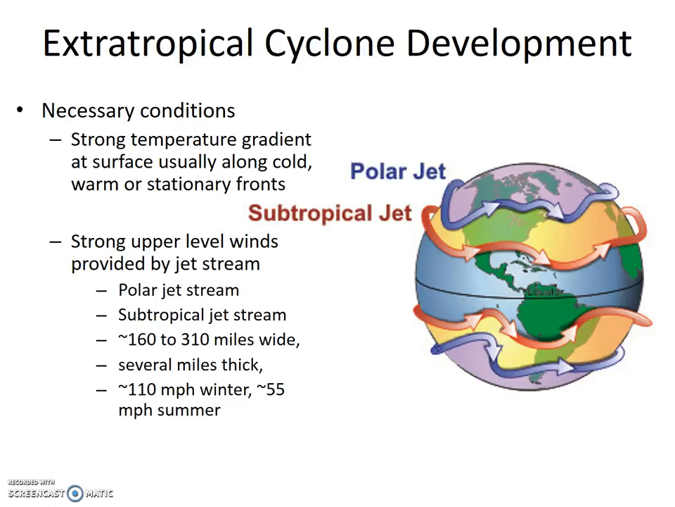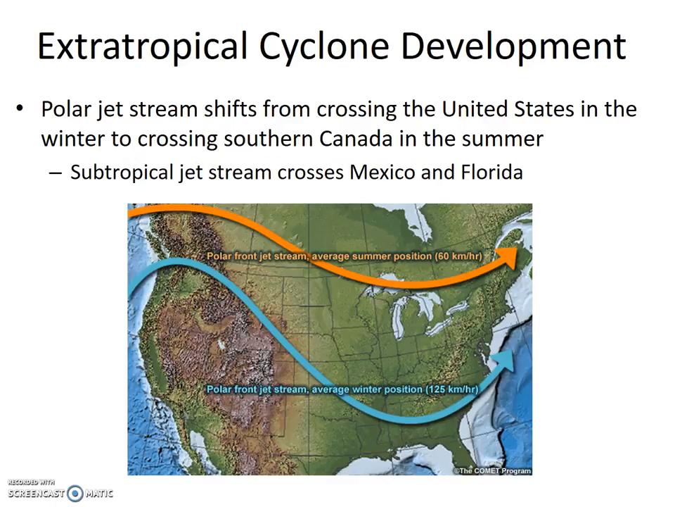The jet streams are from about 160 to 310 miles wide and are several miles thick. They travel faster in the winter, about 110 miles per hour, and slower in the summer, at about 55 miles per hour. The polar jet stream shifts from crossing the United States in the winter to crossing southern Canada in the summer. Further to the south, the subtropical jet stream crosses Mexico and Florida. Both jet streams are strongest in the winter.